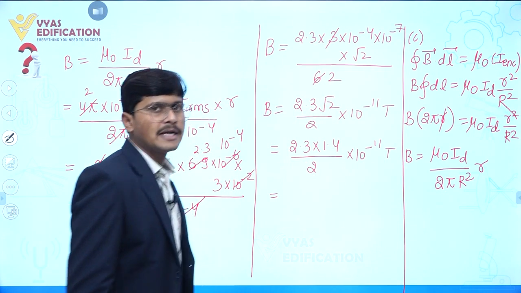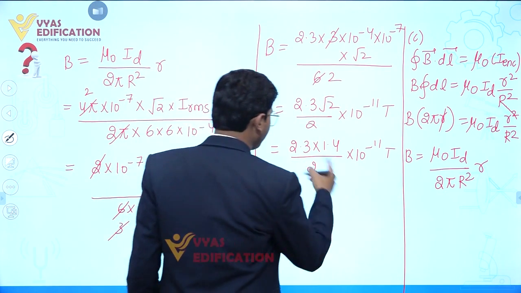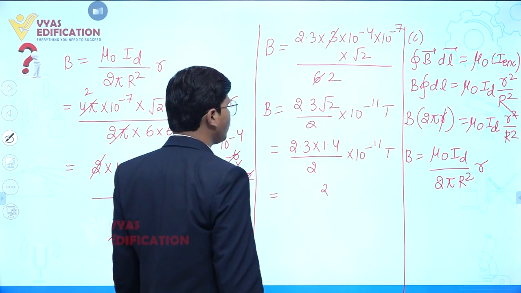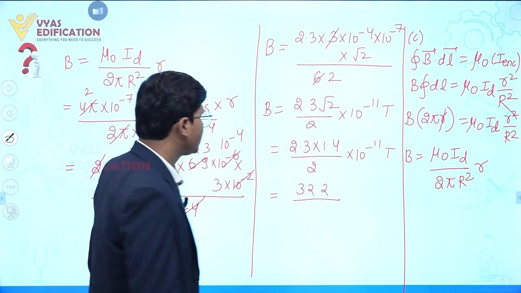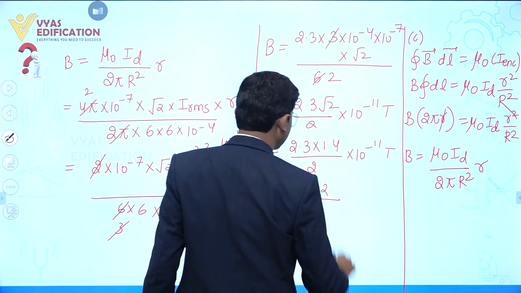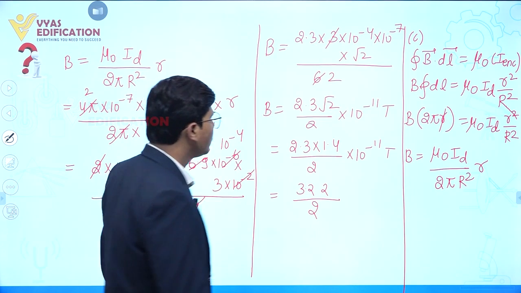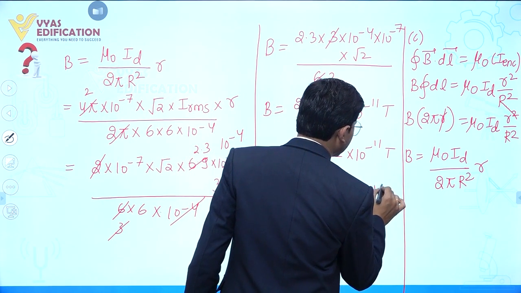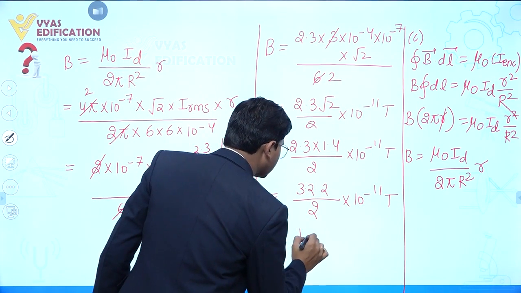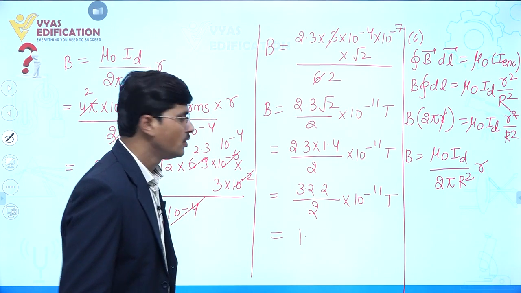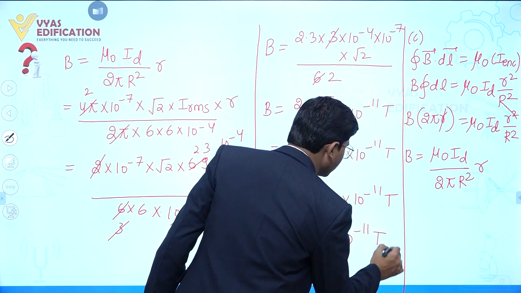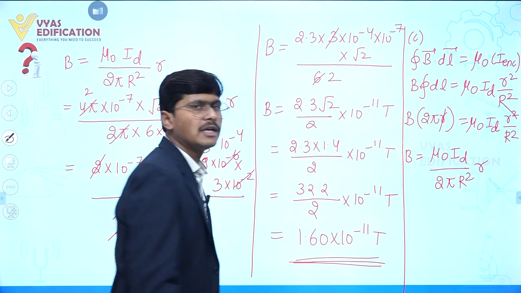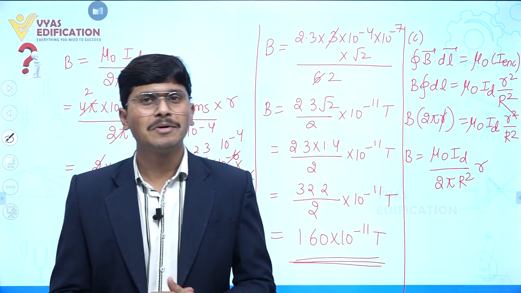So now if I multiply 2.3 with 1.4, we get 3.22. Clear? So it is divided by 2, and it is multiplied with 10 to the power minus 11 Tesla. So from here we get 1.61, approximately 1.60 into 10 to the power minus 11 Tesla. Clear? So this is the value of the magnetic field. So this is all about this question.